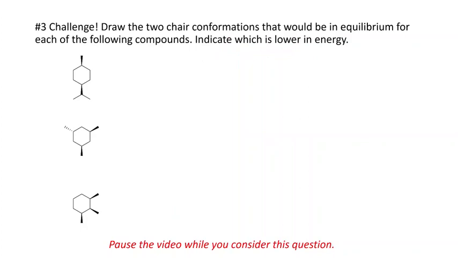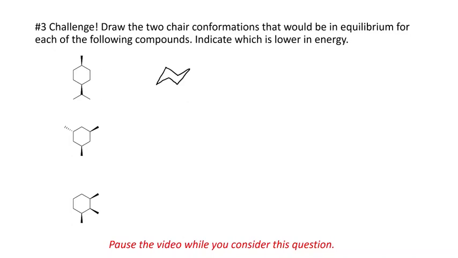Draw the two chair conformations that would be in equilibrium for each of the following compounds. Indicate which is lower in energy. Now, this is going to take you some time. This is not a trivial thing to do. I recommend starting out by drawing a cyclohexane, something like this. In each case, getting the various groups around that the appropriate way, whatever way works.